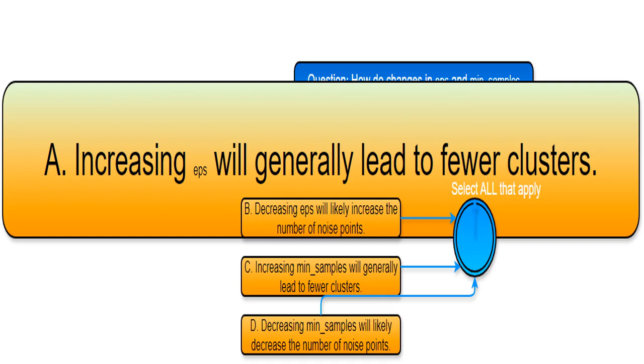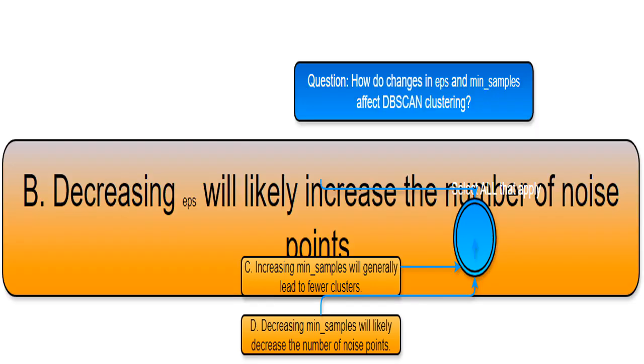If you increase EPS, you're widening the radius that DBSCAN uses to find neighbors. This means more points will be considered close enough to be grouped together, resulting in fewer, larger clusters. Imagine drawing bigger circles around each point. The circles will overlap more and merge clusters. I agree this is also true.